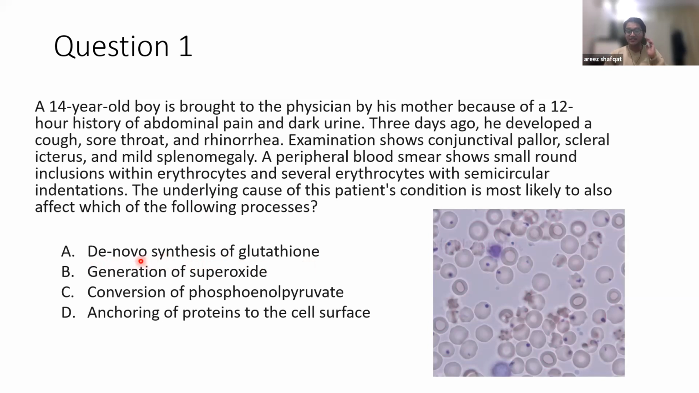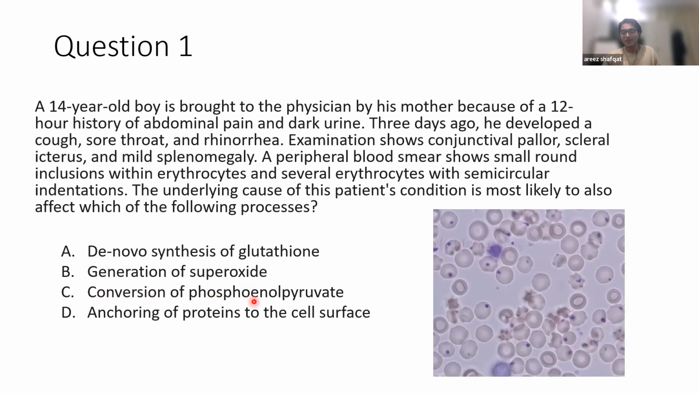Does everyone understand this? So he had a problem generating superoxide. So all of this scenario was about hemolytic anemia. But what they asked you is what other process could be affected? Generation of superoxide could be affected in this patient because NADPH oxidase requires NADPH from the pentose phosphate pathway to generate superoxide.